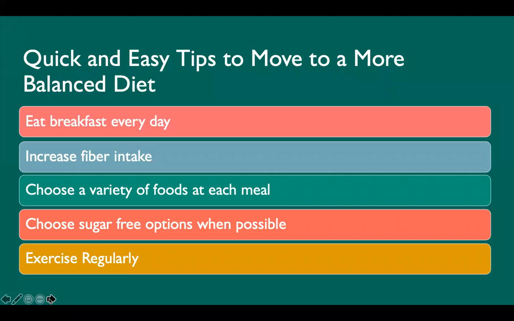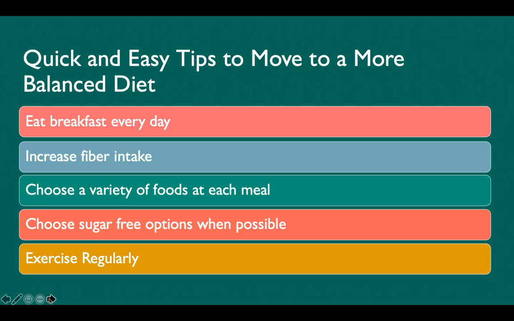So some other tips, very similar to the last slide, is eat breakfast every day. Don't skip meals. It's very important to consume meals at the same time every day and not skip them. Increase your fiber intake, and you can do this by eating more whole grains. You can do this by, instead of drinking juice, having a real fruit, or increasing your vegetable intake.